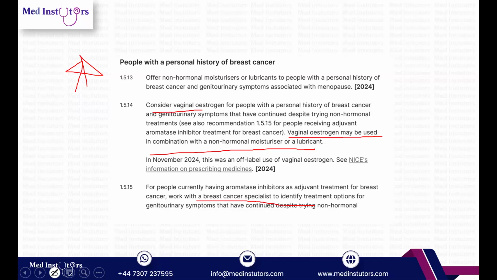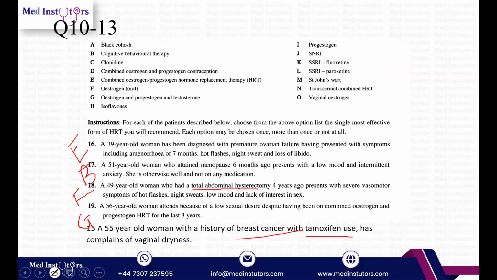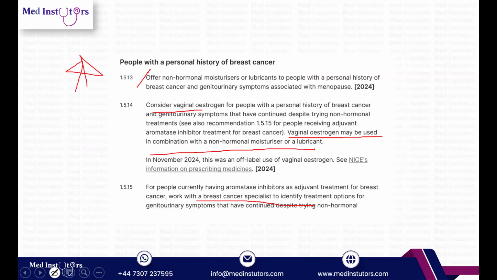Consider women. So first line, you will give lubricant. Do we have a lubricant in the option? We don't have lubricant in the option. This is taken from the screenshot, from the current guideline, guys. They say that you offer non-hormonal moisturizers or lubricants to people with personal history of breast cancer and genitourinary symptoms associated with menopause. Consider vaginal estrogen for people with personal history of breast cancer and genitourinary symptoms that have continued despite trying non-hormonal treatments. Vaginal estrogen may be used in combination with a non-hormonal moisturizer or a lubricant.